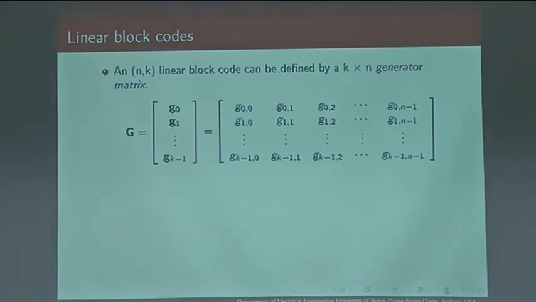So you can define any (n,k) linear block code by a k by n generator matrix. Now, again, a linear block code is basically a subspace of a vector space. And the linearity property is very important for implementation. So almost all codes used in practice are linear. And they have two advantages.